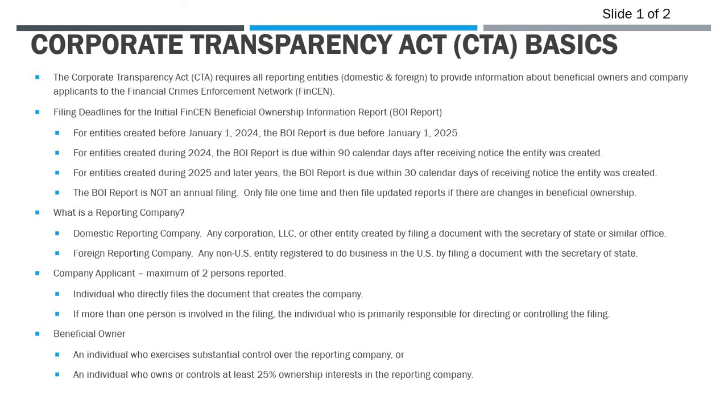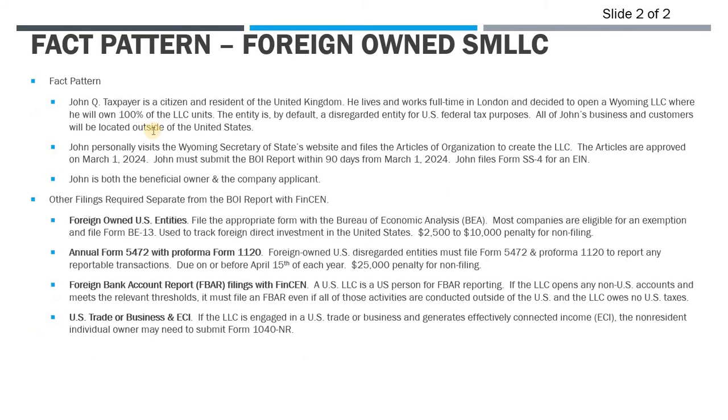All right. So let's have a look at the fact pattern, and then we'll get into the return. So in our fact pattern, we have John Q. Taxpayer, citizen and resident of the UK. He lives and works full-time in London, and he wants to open a Wyoming LLC where he's going to own 100% of the units. The entity is by default a disregarded entity for federal tax purposes, and John plans that all of his business and customers are going to be outside of the United States. So even though he's got no nexus to the U.S. other than just having this LLC, he still needs to file these BOI reports.